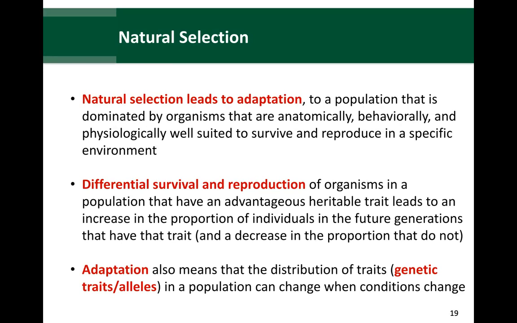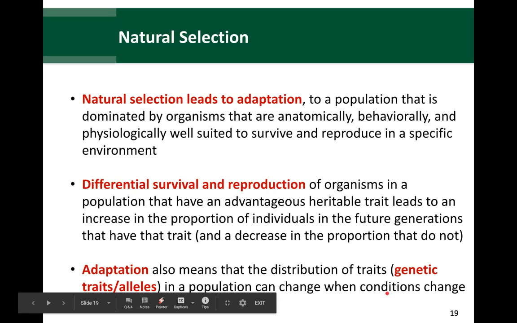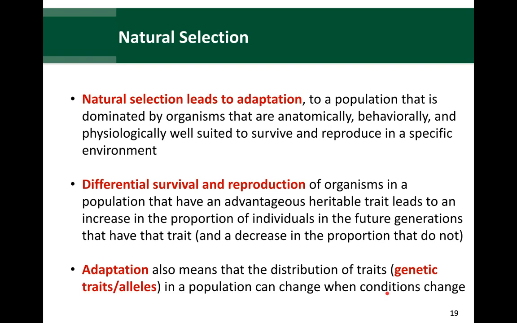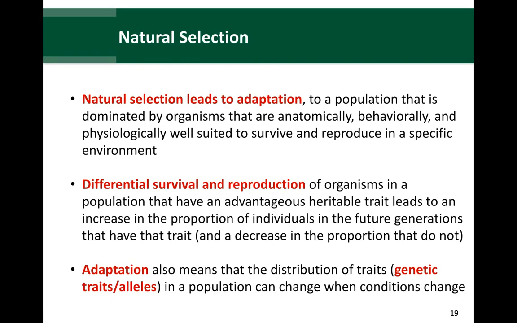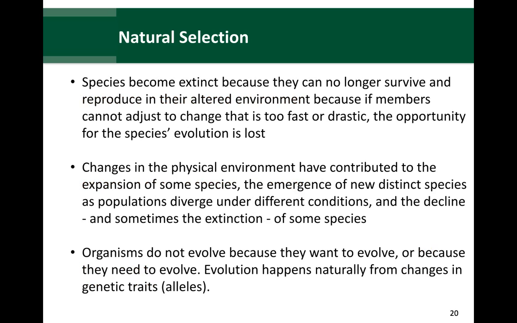We also talked about the peppered moths. When conditions changed during the Industrial Revolution, the trees became darker. So initially, lighter moths might have been favored, but with pollution, darker moths were favored. And then the environment changed again with the Clean Air Act. When the trees became lighter, lighter moths became more favored.